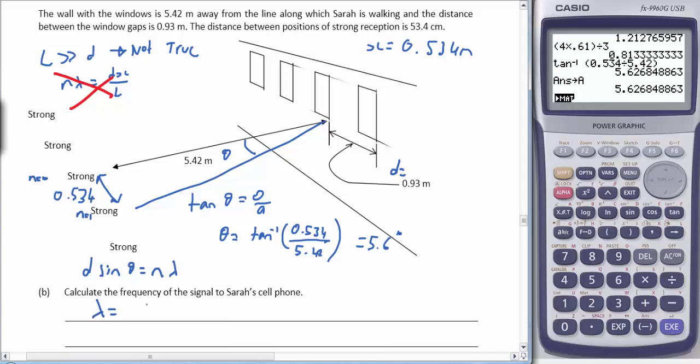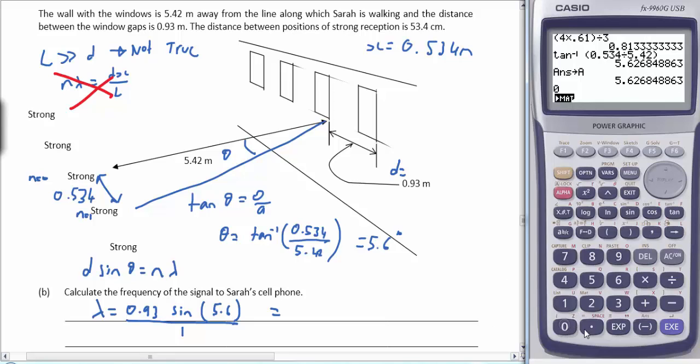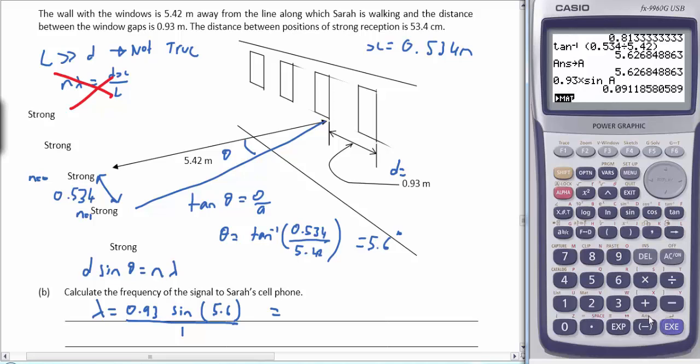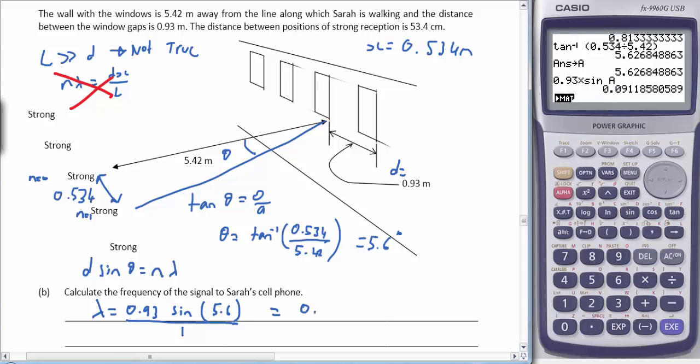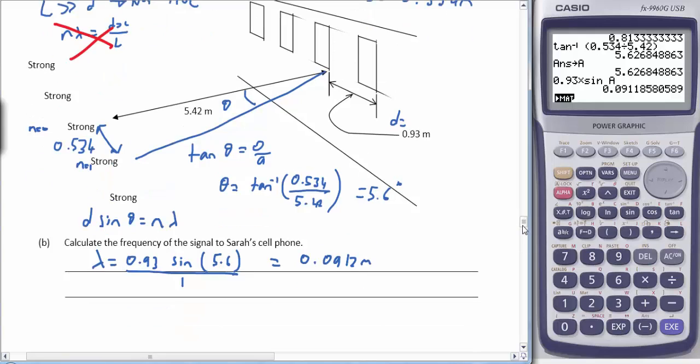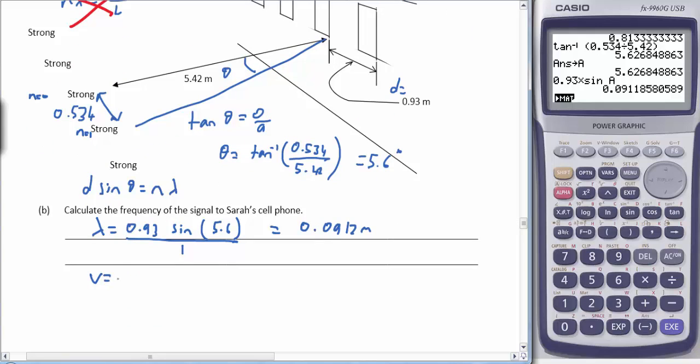So lambda equals d, 0.93, times the sine of 5.6 degrees, divided by 1. I don't even need to divide by 1, that's my n, and so I can go 0.93 times the sine of alpha A, which is the angle I've just worked out, so that I can't get that wrong. 0.0912 meters is my wavelength, and it asks for a frequency, and so I know that v equals f lambda.